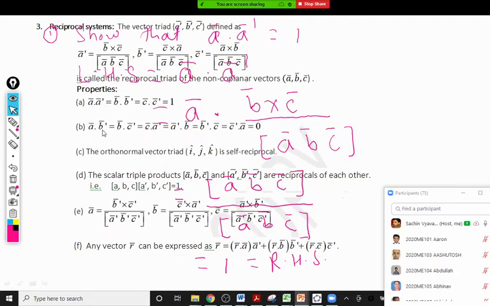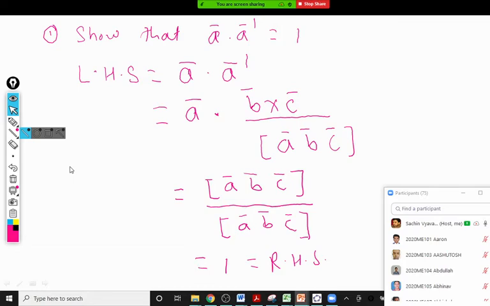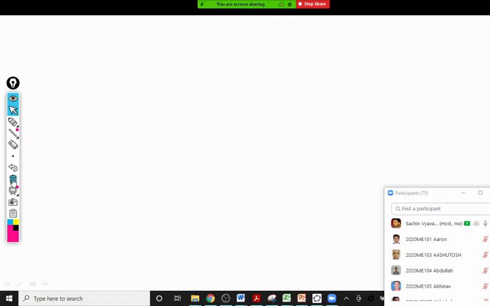We're going to prove now A dot B dash is 0. The next property we have to prove is A dot B dash is 0. You can do it on your own also. So let me write the second property. The question will be: show that A dot B dash is 0.